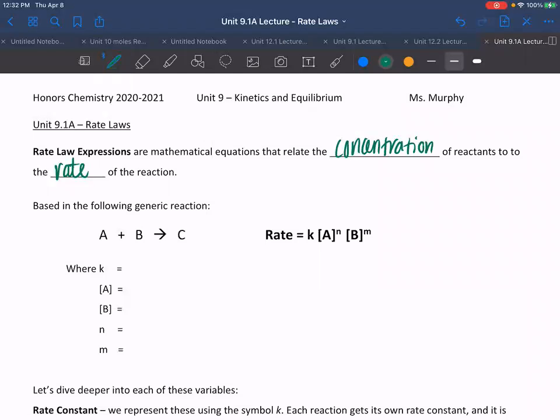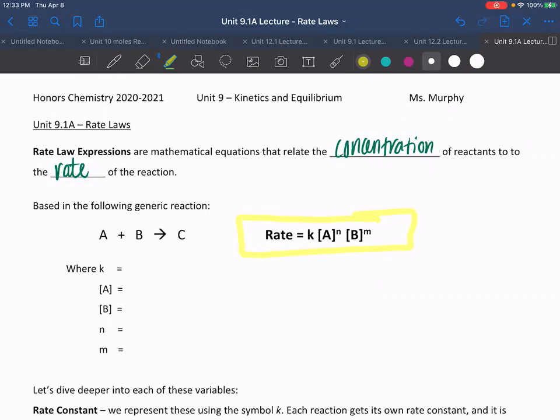Okay, so as I just said, we are going to now use math to discuss the rates of reactions. And so they're going to relate the concentration of the reactants to the rate of the reaction. So rate laws depend on reactants, not the products. And so we're just going to start. I'm going to show you what this equation looks like. That's what's bolded here. This is what we call a generic rate law equation.